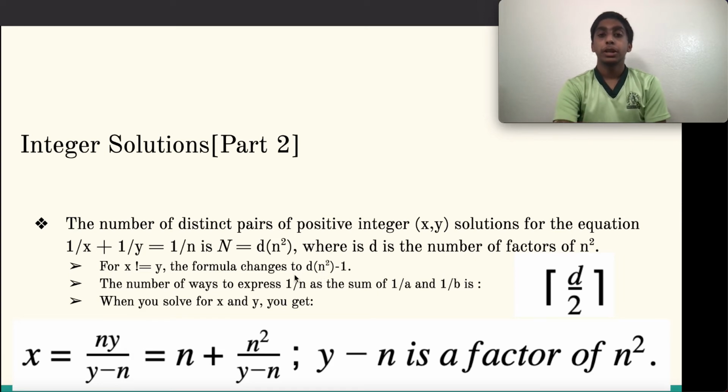And the number of ways to express 1 over n as a sum of 1 over a and 1 over b is given by this weird notation, a d over 2, inside these half brackets. So basically the half brackets, whenever you see them, the first thing you want to notice with these is which way they have the top.